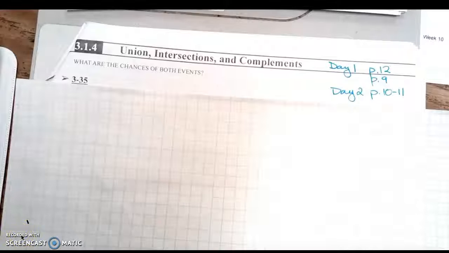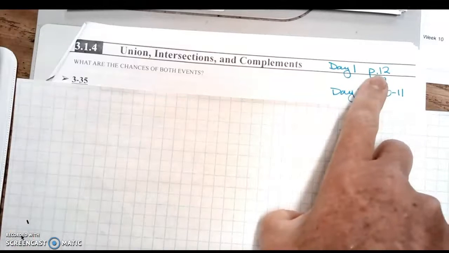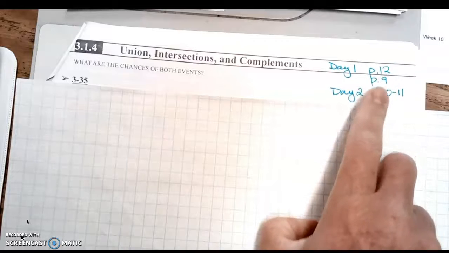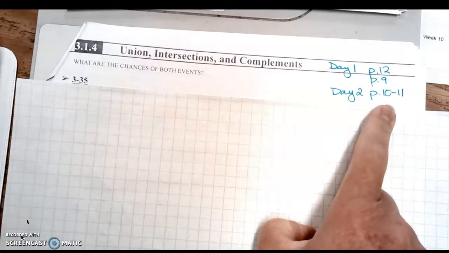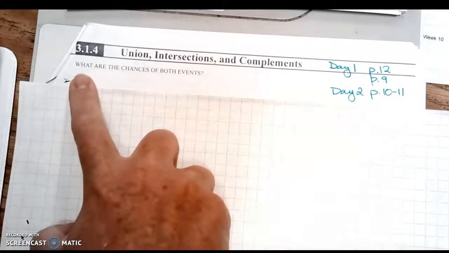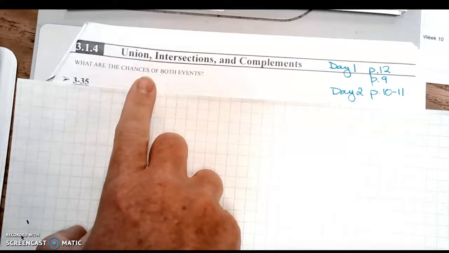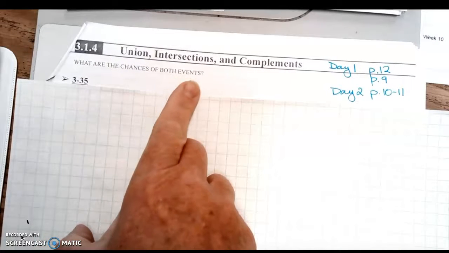Titled Union, Intersections, and Complements. So today we're going to look at page 12 and page 9. And then on the next day we're going to look at pages 10 and 11. So we're going to answer the question, what are the chances of both events?